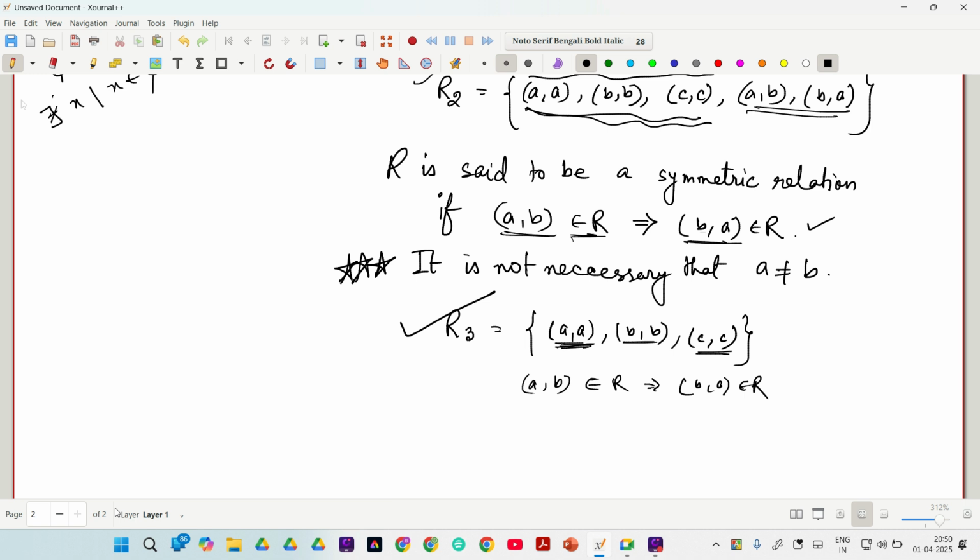Whenever there are two different elements a and b, then we will check whether (b, a) belongs to R. Sir, can a set be both reflexive and symmetric? A set cannot be reflexive or symmetric. A relation can be reflexive or symmetric. Yes, a relation can be both.